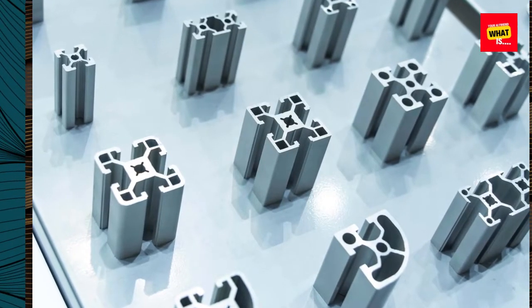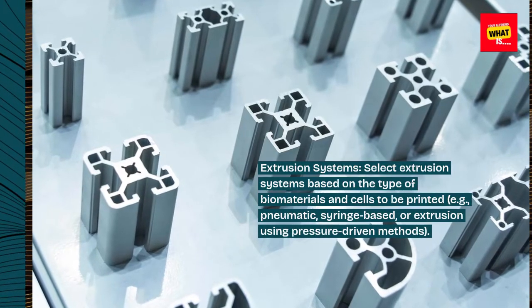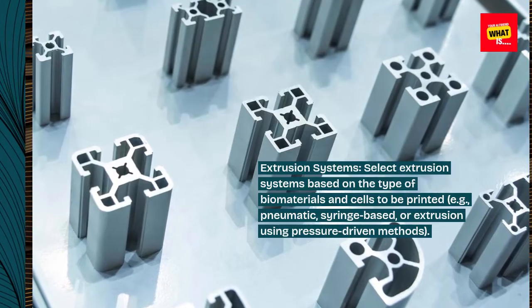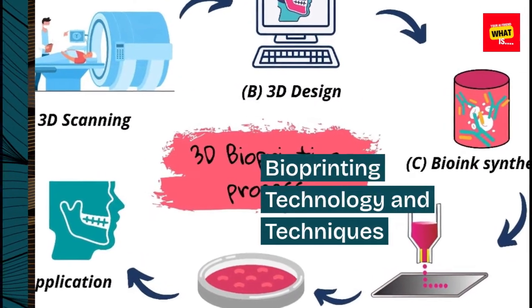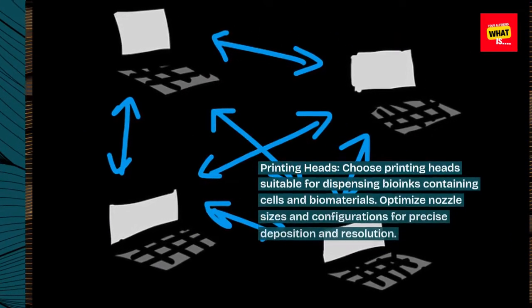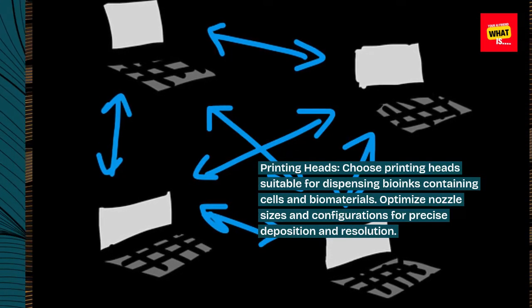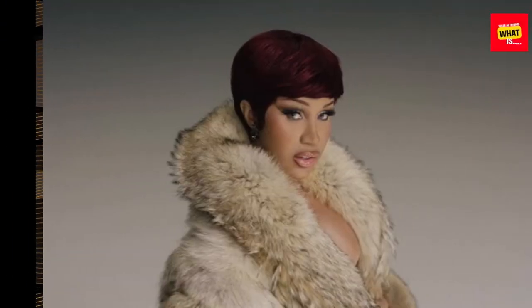Extrusion systems. Select extrusion systems based on the type of biomaterials and cells to be printed, e.g., pneumatic, syringe-based, or extrusion using pressure-driven methods. Bioprinting technology and techniques. Printing heads. Choose printing heads suitable for dispensing bioinks containing cells and biomaterials. Optimize nozzle sizes and configurations for precise deposition and resolution.